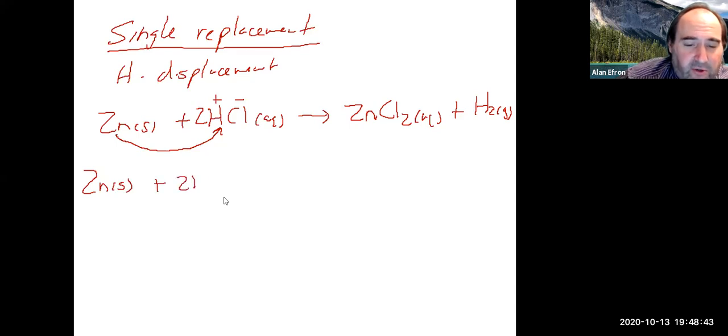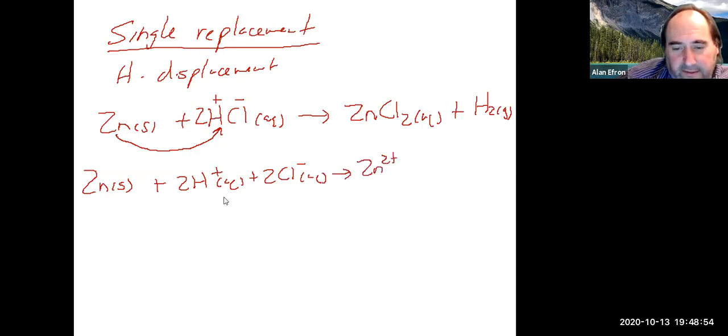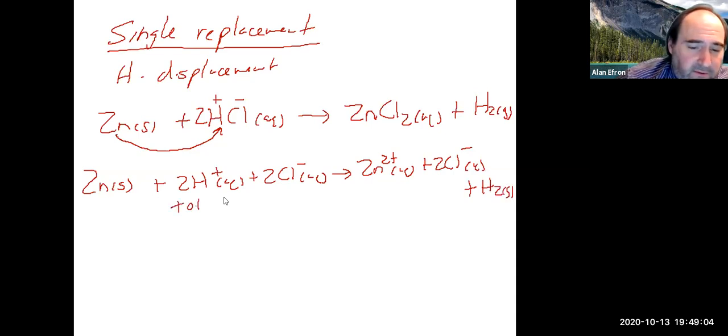HCl, which is a strong acid, would break apart into a couple of hydrogens plus a couple of chlorides. Zinc would also break apart into zinc with a +2 and a couple of chlorides. And H2, which is a gas, would stay together. This would be your total ionic equation here.